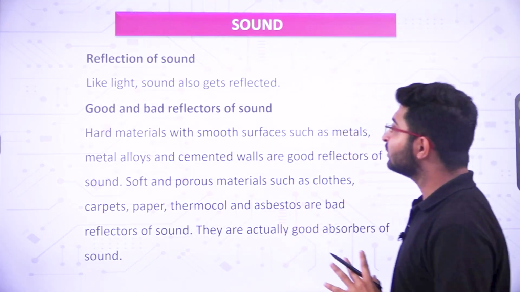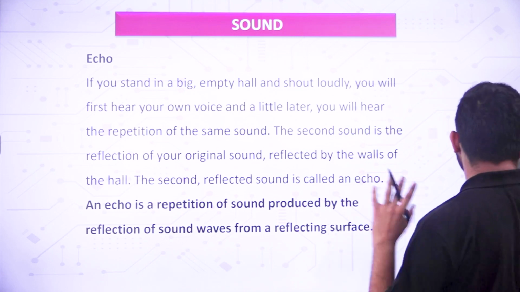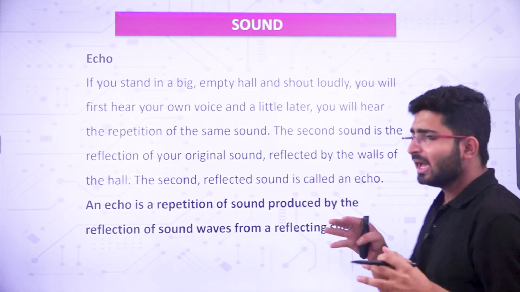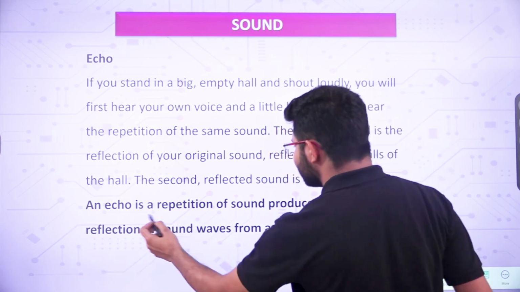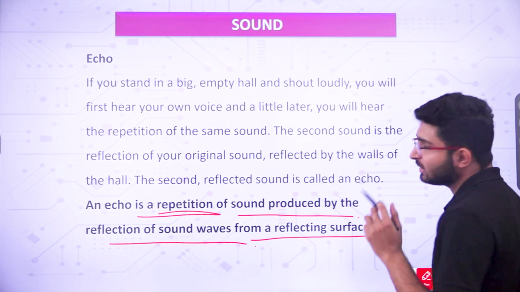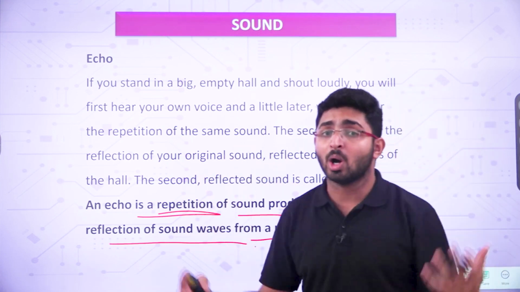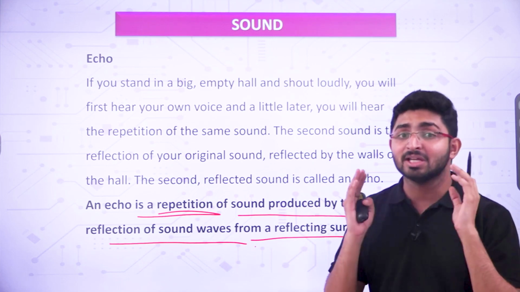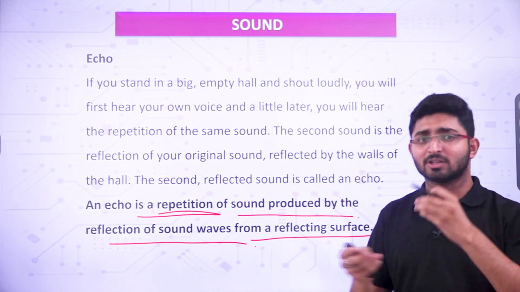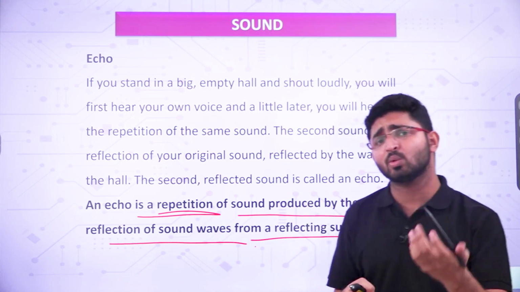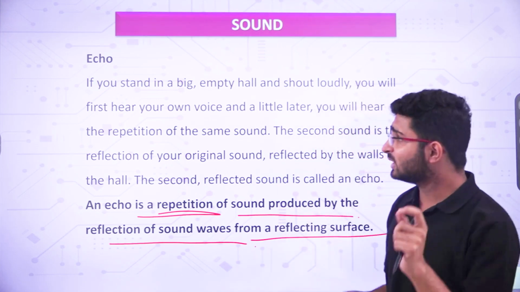Now moving ahead, the next topic is echo. You will be confused about what an echo is. Let me just tell you. An echo is a repetition of sound produced by the reflection of sound waves from a reflecting surface. Like in a very big hall, if I shout, what will happen? My voice will reflect back and I will hear my voice after some time, like 0.1 second, 0.2 second. So that is what an echo is.